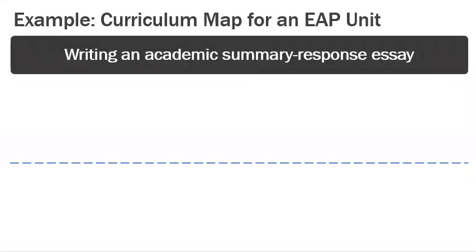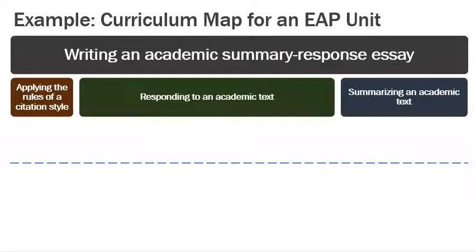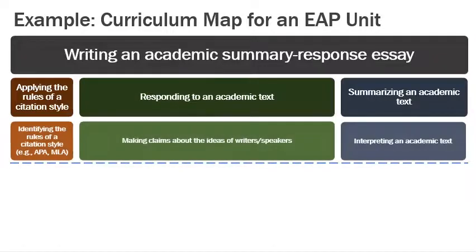At the top is the target learning outcome, writing an academic summary response essay. Next comes learning objectives that are entry capabilities needed to write an academic summary response essay. The first level prerequisites to those entry capabilities are listed beneath the entering capabilities. For example, in order to be able to respond to an academic text, the learners must know how to make claims about an author's ideas.